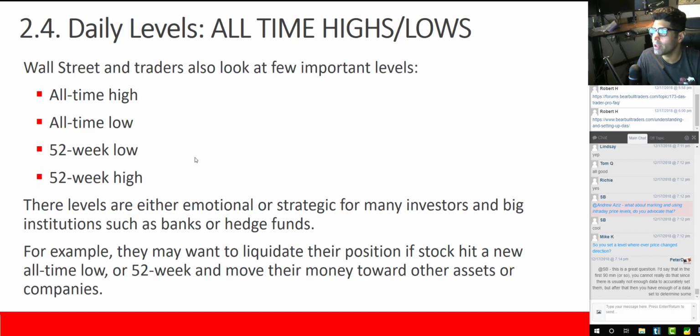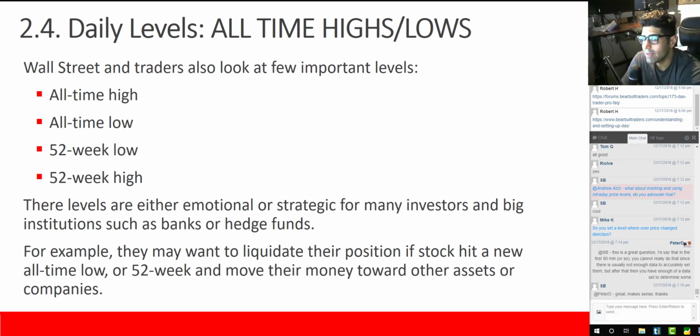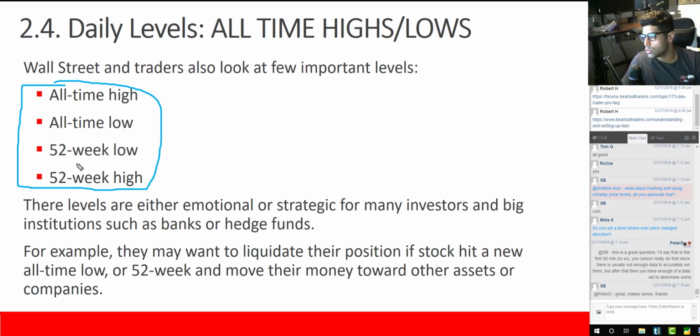All right, we covered that. What about all-time high and all-time low? Wall Street and traders look at a few other important levels too. These are very famous levels: all-time high, all-time low, 52-week low, and 52-week high. These are emotional levels too.